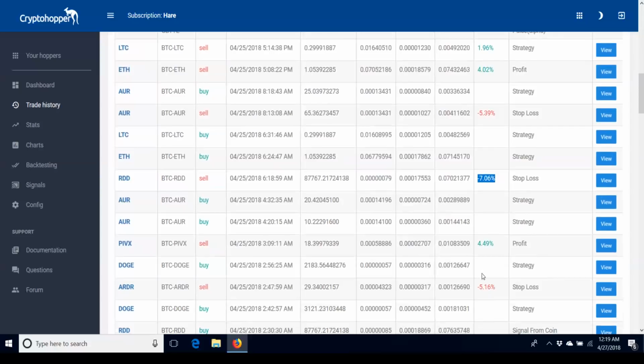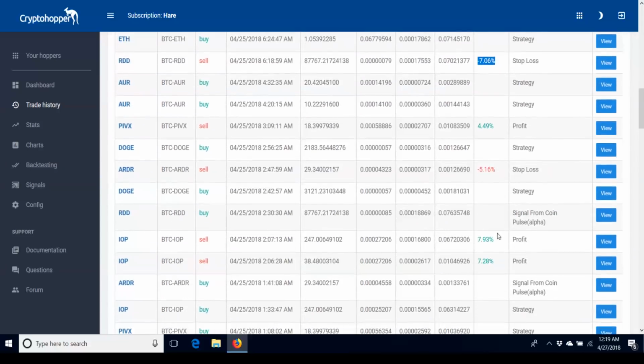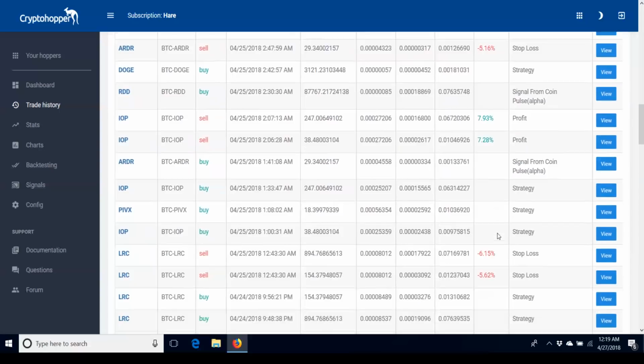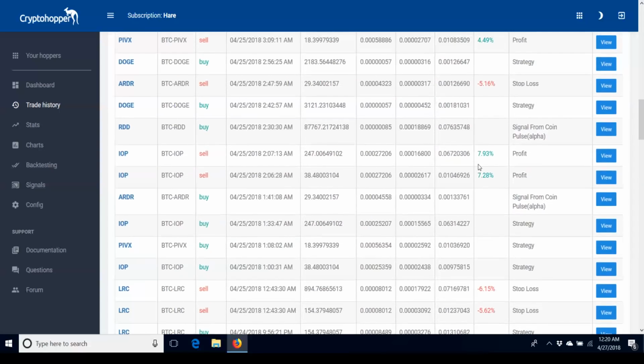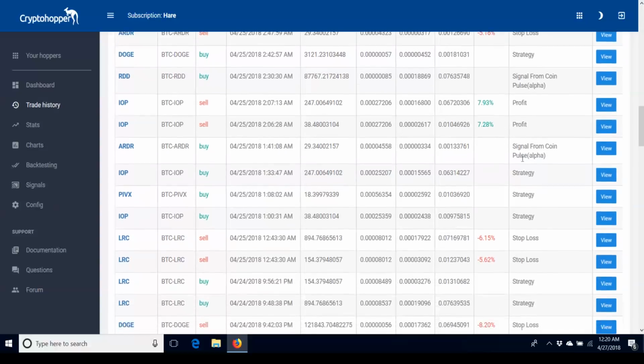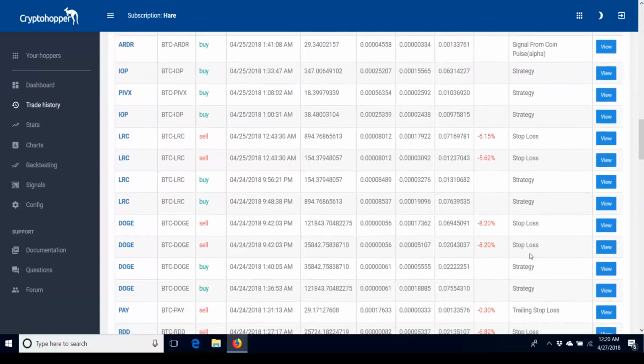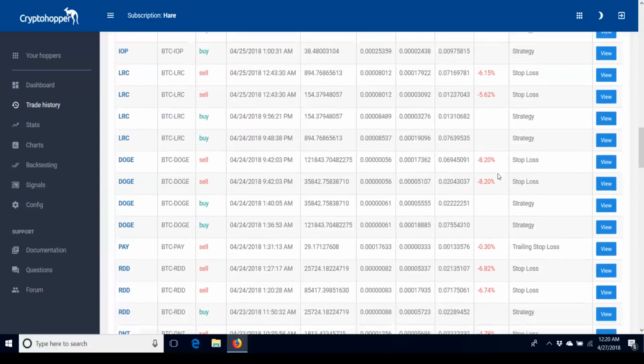But I mean, this is just real results, so nothing's promised. You can see you lose, you make. There's no guarantees in this. Sometimes it's up, sometimes it's down, but it does have some pretty good ones. Here's a stop loss that went all the way to 8%.